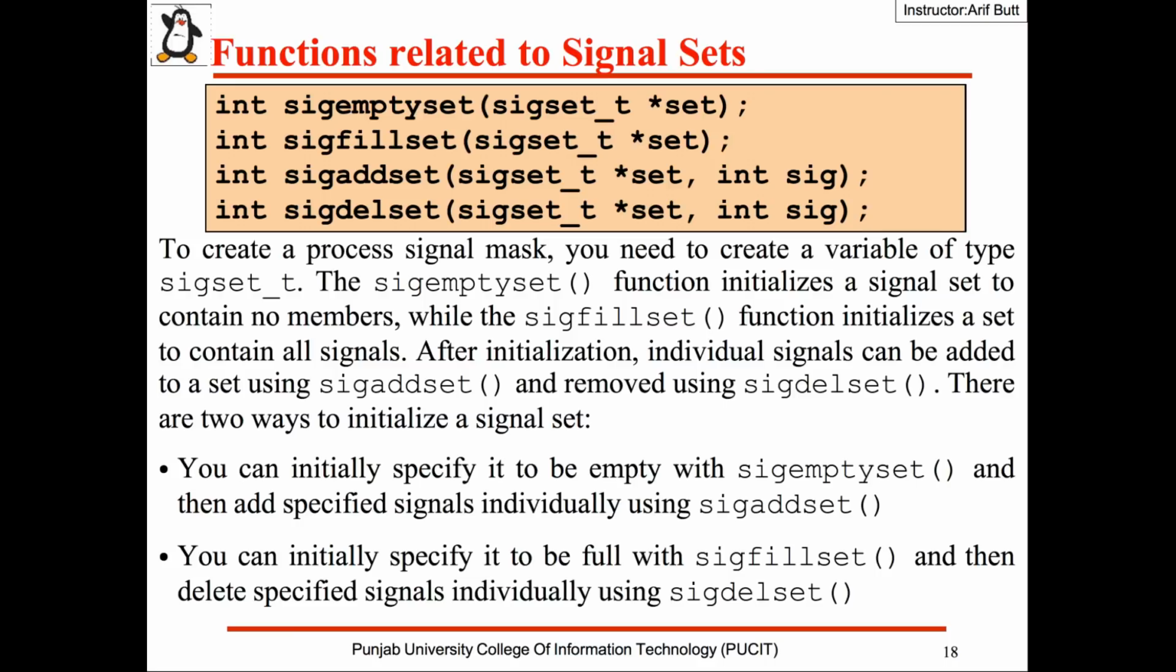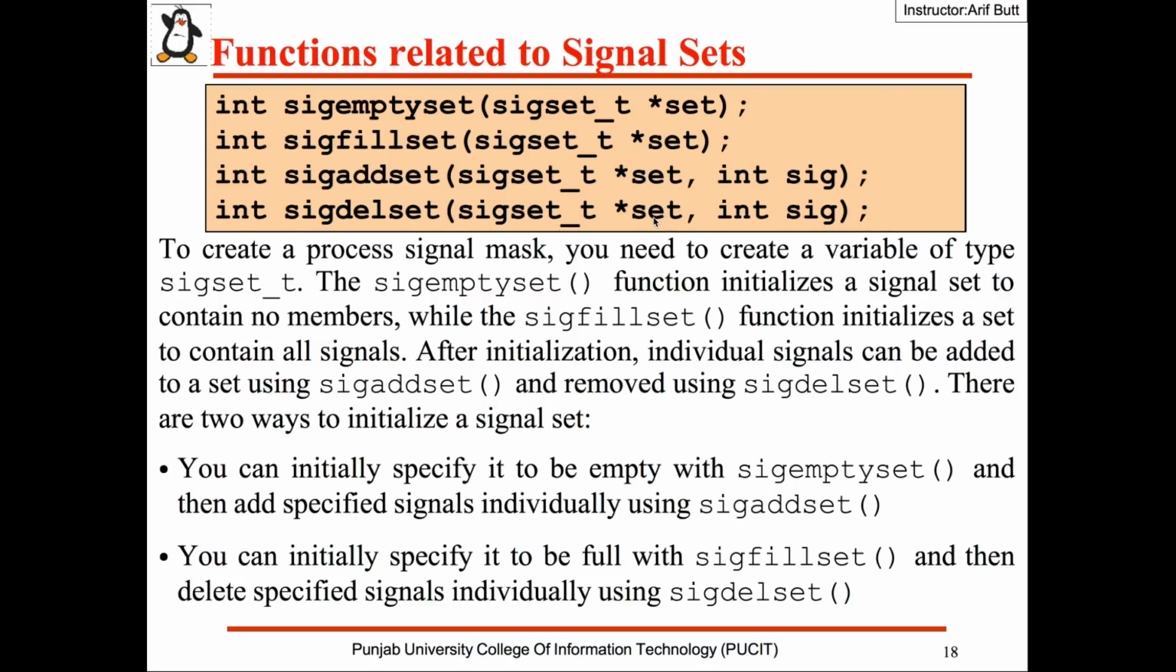To create a process signal mask, you need to create a variable of type sigset_t. And then we have different functions that can be used to populate this variable. This function sigemptyset initializes this signal set to contain no members, while this sigfillset function initializes a set that contains all the signals. That is, all the signals are masked. Over here, no signal is masked. And sigaddset and sigdelset can be used to add an individual signal to this set or remove an individual signal from this set.